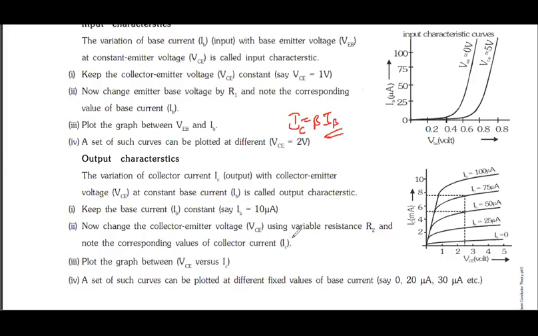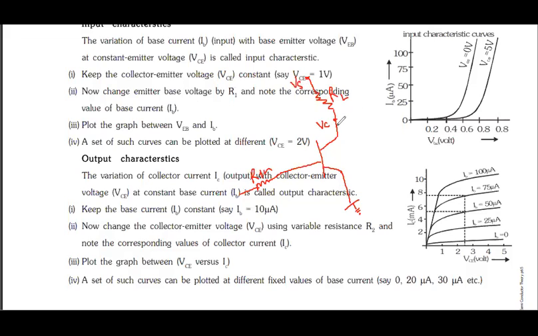Okay, why is it so? Now, if you see the circuital structure, I'll just draw one over here. So this is your input RIN, and this is, suppose, your RL, and this is, suppose, your supply, and this is VC.